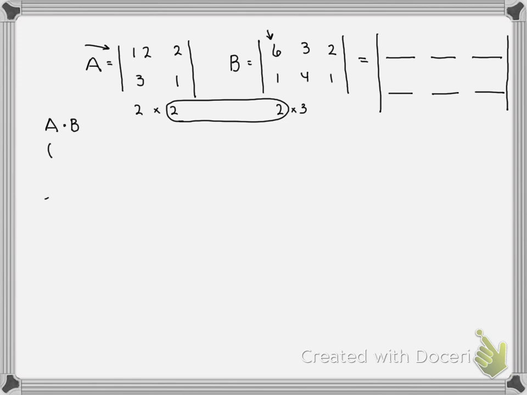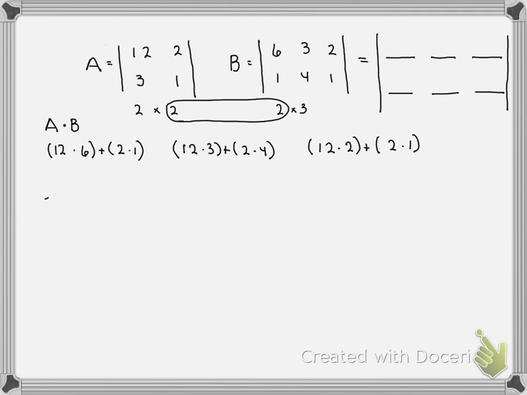right there, will be 12 times 6 plus 2 times 1. And let's write all of these out, and then we'll go back and do the math on them, because I think that might go a little quicker, so we don't break up the flow of this. So then we would have 12 times 3 plus 2 times 4. And then we would have 12 times 2 plus 2 times 1.